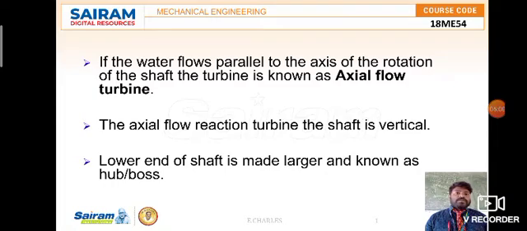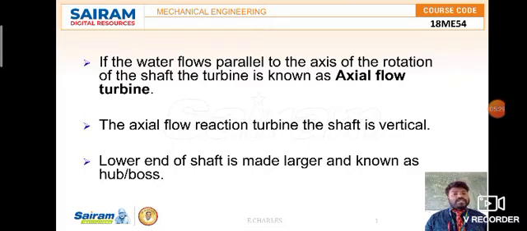Because there will be no axis of rotation where the shaft is rotating, the shaft has the axis. When the shaft rotates, the water flows along the axis, parallel to that particular axis, so that is nothing but an axial flow turbine. Now, in the axial flow reaction turbine, the shaft is vertical. In a reaction turbine with axial flow, the shaft will be placed in the vertical direction.